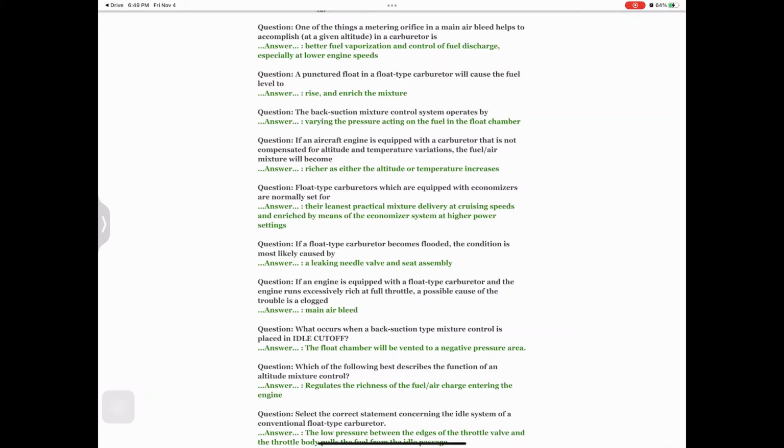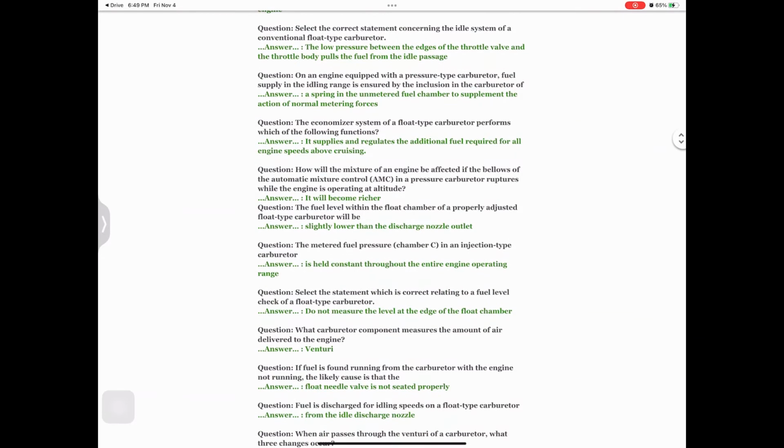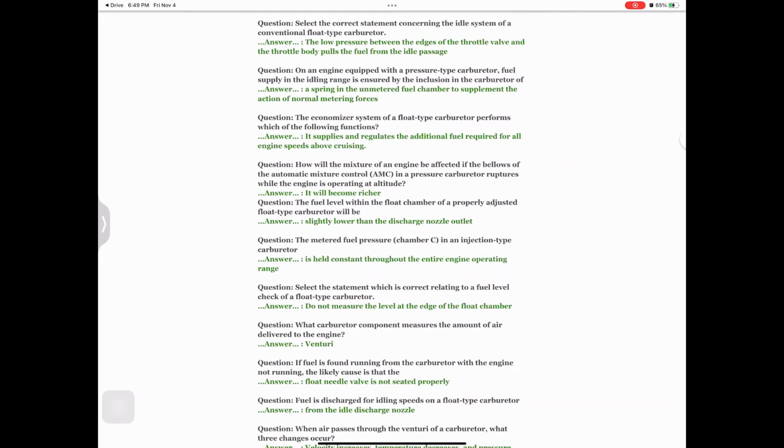Question: what occurs when a back suction type mixture control is placed in idle cutoff? Answer: the float chamber will be vented to a negative pressure area. Question: which of the following best describes the function of an altitude mixture control? Answer: regulates the richness of the fuel air charge entering the engine. Question: select the correct statement concerning the idle system of a conventional flow-type carburetor. Answer: the low pressure between the edges of the throttle valve and the throttle body pulls the fuel from the idle passage.